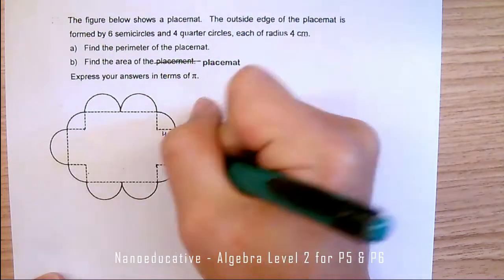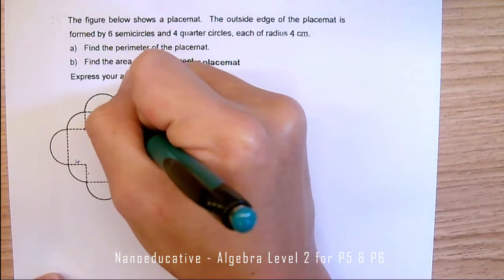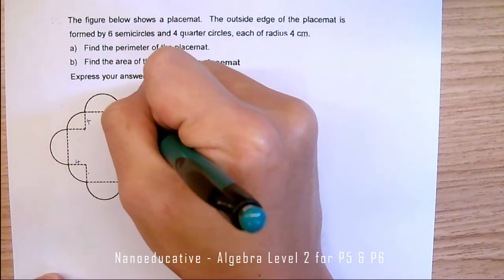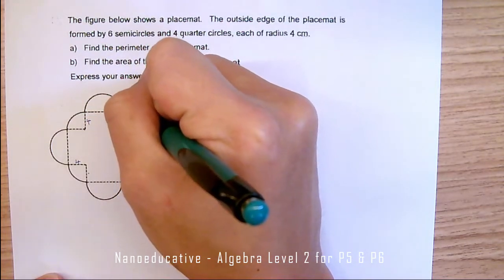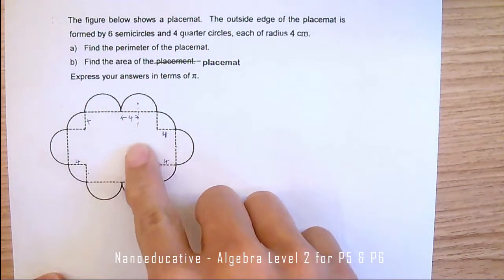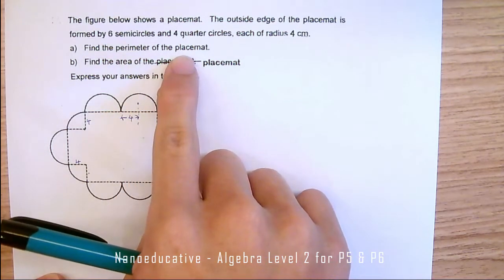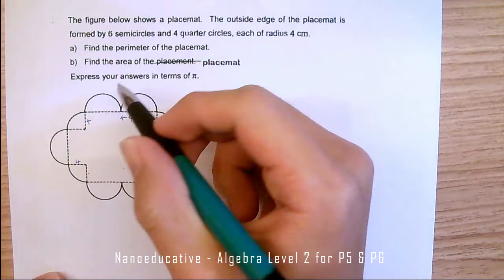Okay, 4, 4, 4. And then they say the radius is 4 cm, right? Which means that from here to here, this will be 4 cm. Remind yourself all this kind of stuff, all the 4 cms. Then it's asking for the perimeter of the placemat. The perimeter of the placemat, isn't it the circumference of all this?